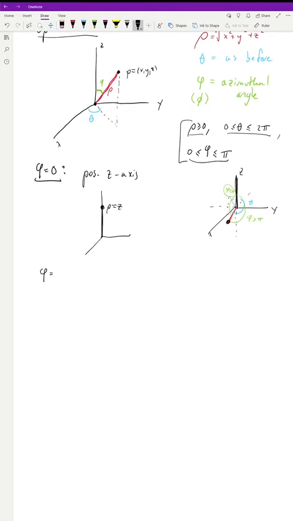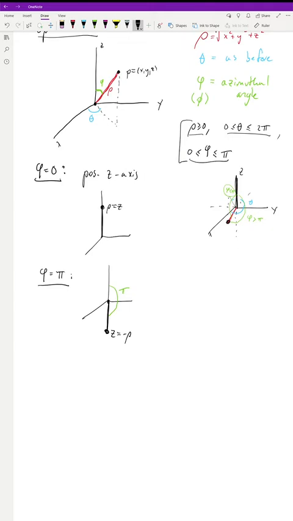When phi equals pi, the other bound for phi, now my angle has to always be pi, and so I'm actually along the negative z-axis. And in this case, z is negative, so z is equal to negative rho.